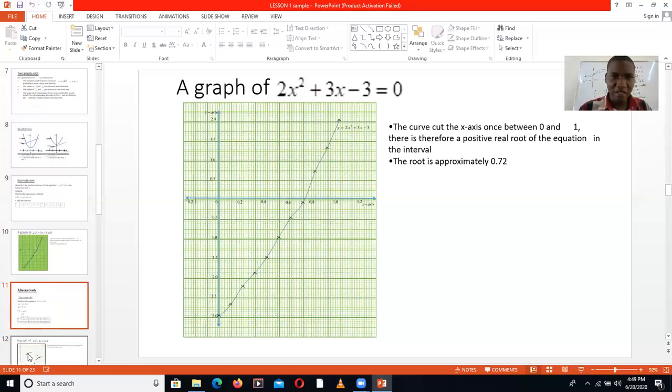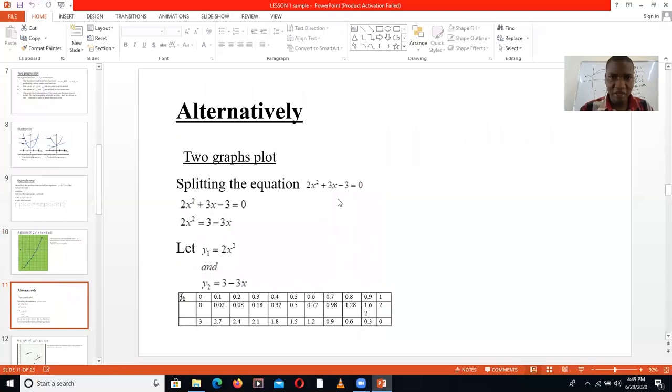Alternatively, if you're using a 2 graphs plot, what will we have? So you have to split this. We said you split it in such a way that you have a linear function and a nonlinear function. So I simply take the linear part to the other side. I have 2x squared plus 3x minus 3 equals 0. I take the linear part to the other side, and I'll end up with a linear function and a nonlinear function.